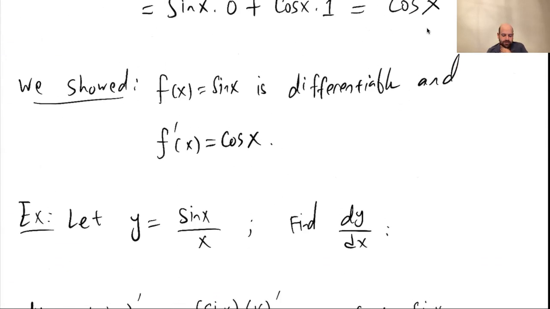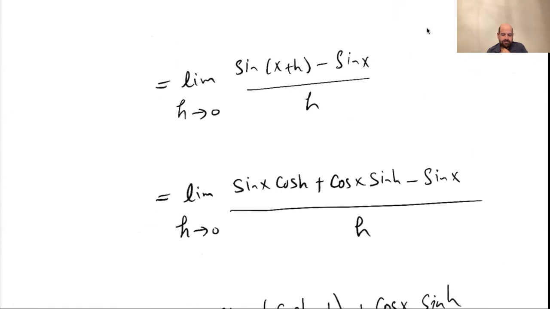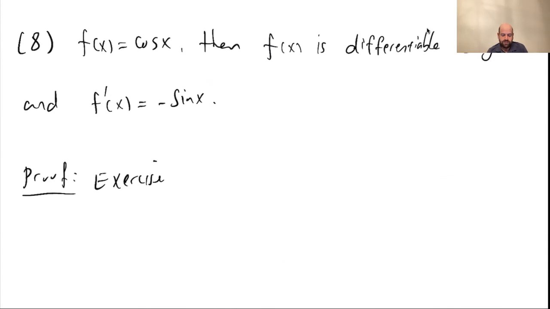For sine x, we had to use the addition formula for sine x plus h. We expanded it, and then we calculated the limit. For this function, of course, you have to use the addition formula for cos x. So cos x plus h, you have to expand it. And then calculate the limit.